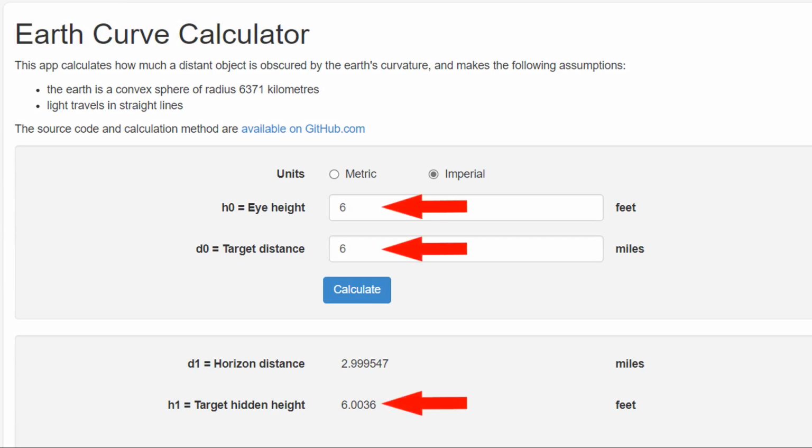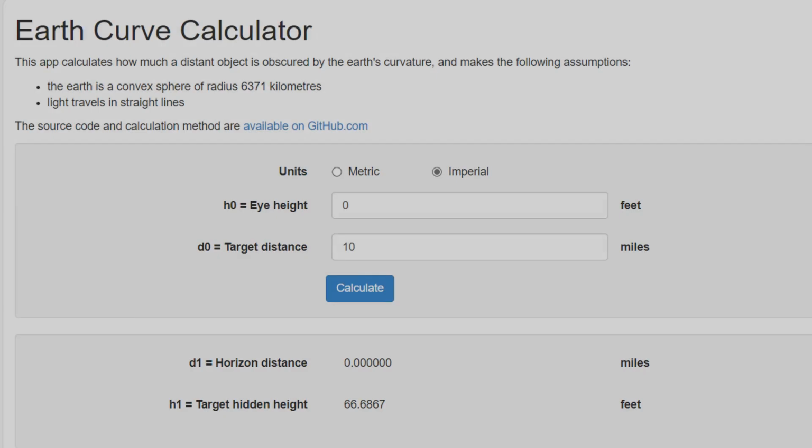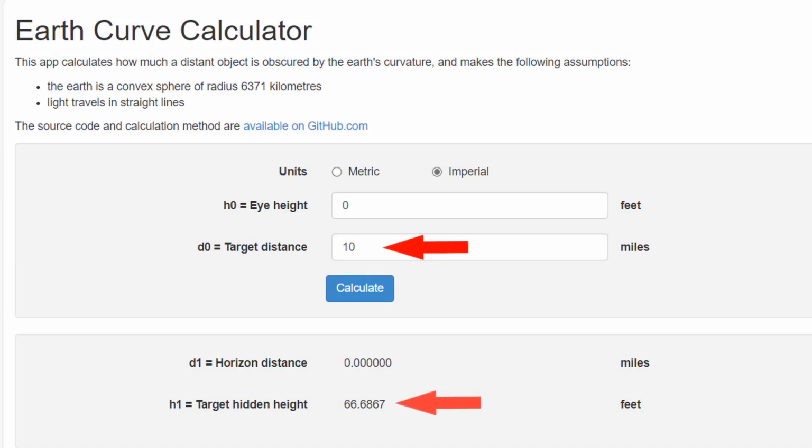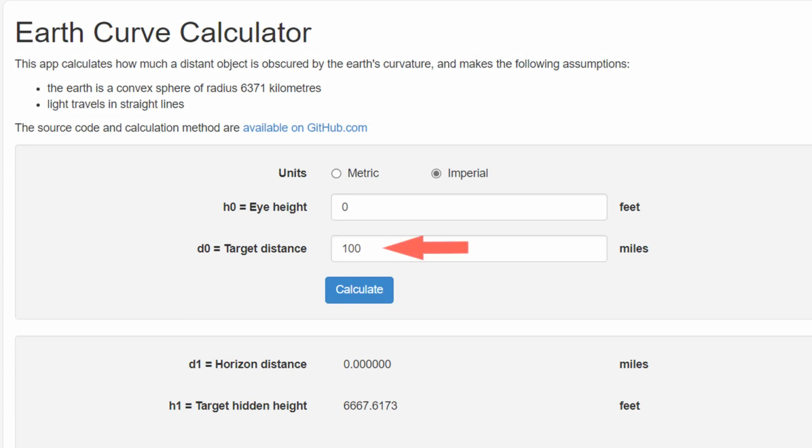Did you notice the 666 in that calculation? That's the sign of the beast, and it's in the heliocentric model. Let's take a quick look at some curvature calculations made using Earth curvature calculators. 1 mile looking from sea level has to have 0.6669 feet of curvature. 10 miles looking from sea level has to have 66.6 feet of curvature. 100 miles looking from sea level has to have 6,667 feet of that alleged predicted Earth curvature.